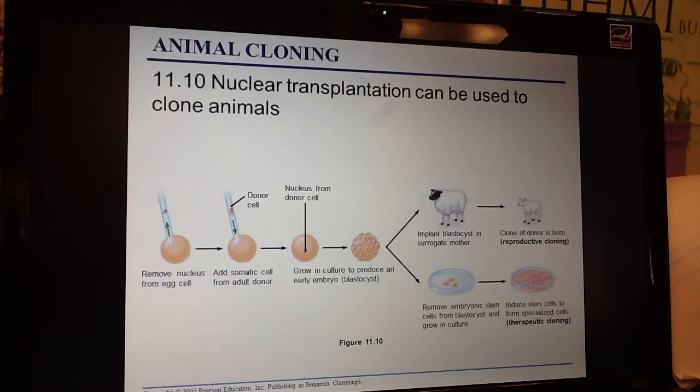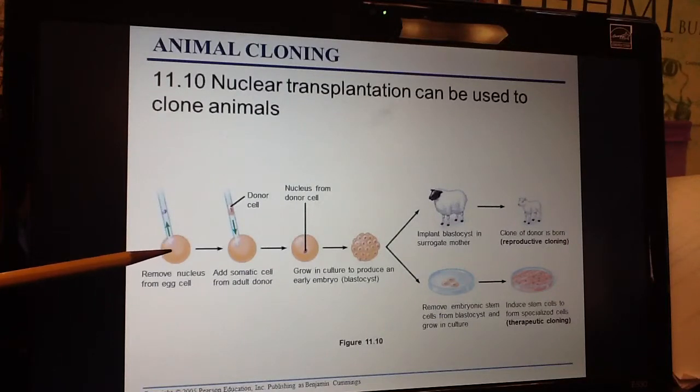That means we take the nucleus from one cell and we put it into the cell from a donor, and therefore we use the donor cell just to house the nucleus. But again, the nucleus contains the DNA. That DNA is what's responsible for determining all of the traits. And so we simply follow the diagram here.